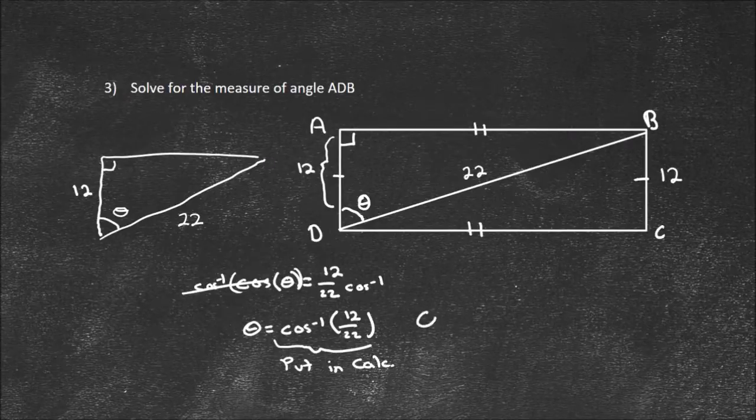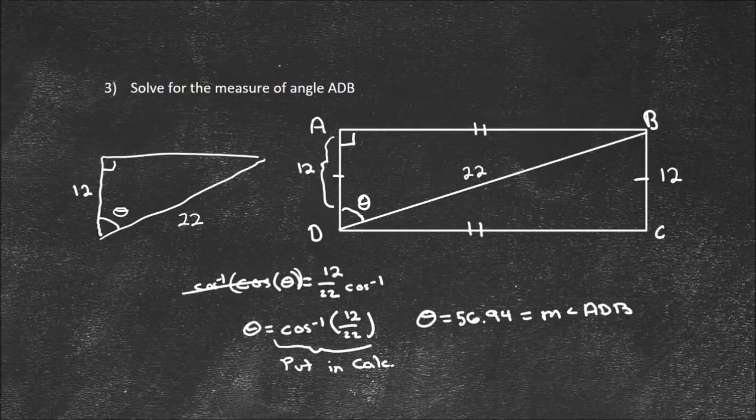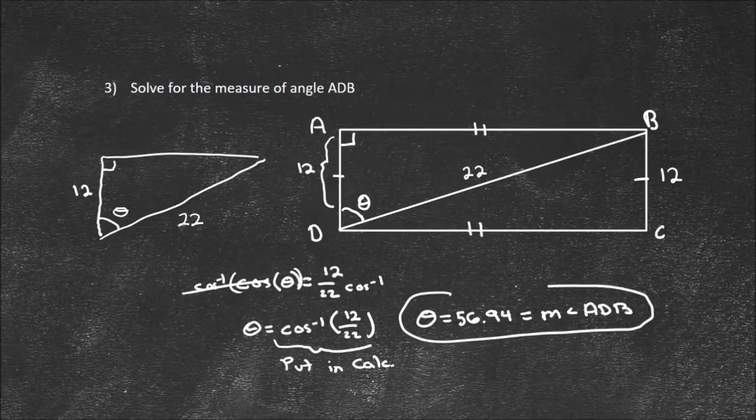So I get theta equals 56.94. And I'm going to write that that equals the measure of angle, because that's what they wanted, the measure of angle ADB. I just labeled it theta to make it a little easier, but it is the measure of angle ADB.